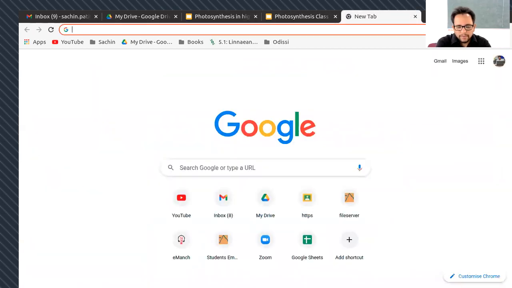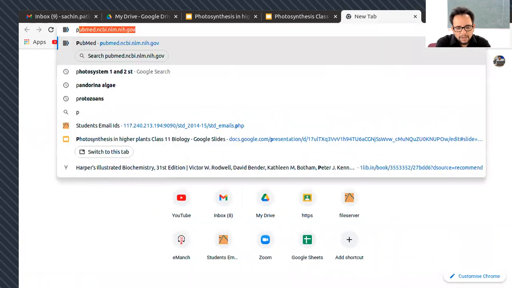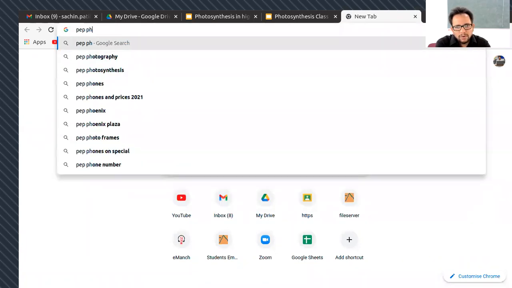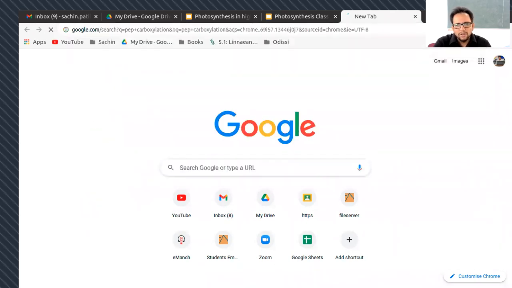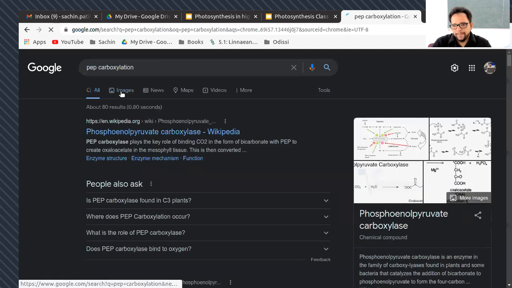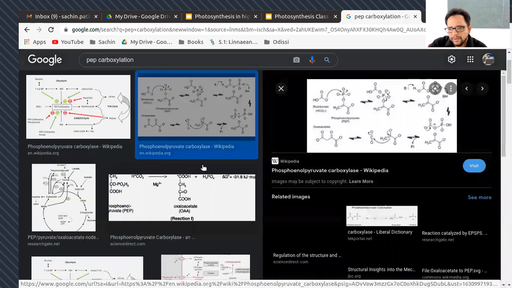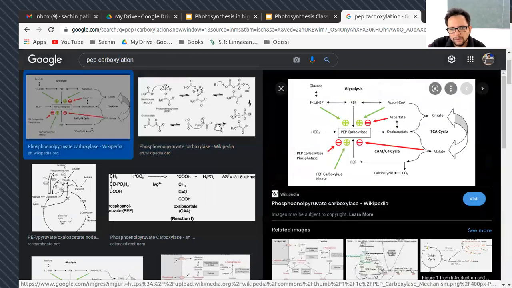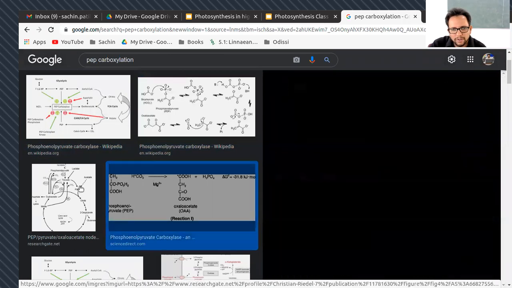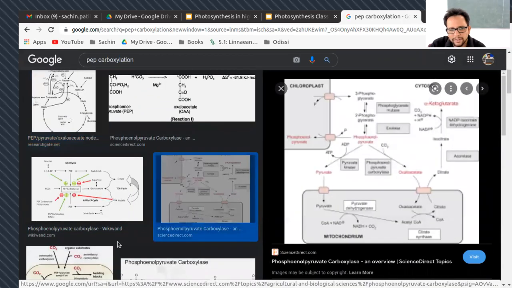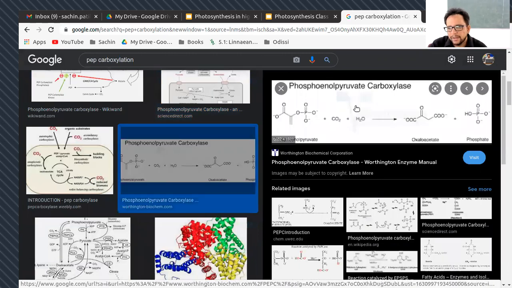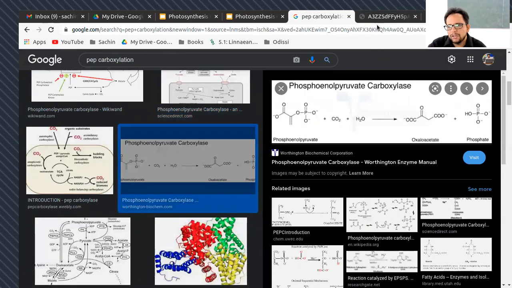You open. So PEP, no, carboxylation. So not here, not this one also. I hope I'll find a easier one. Yeah, okay. So open image in Newton.